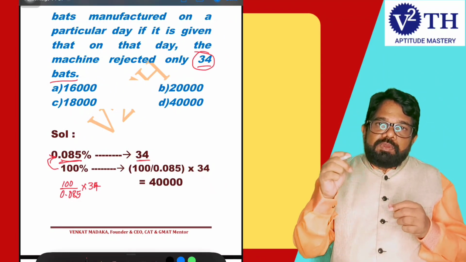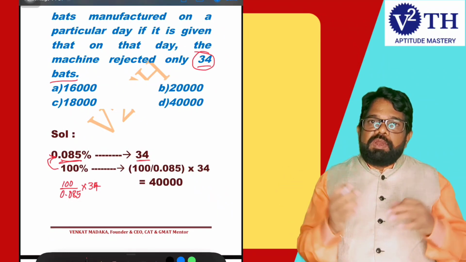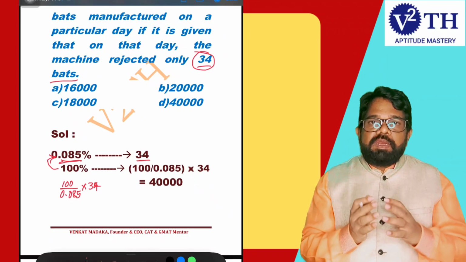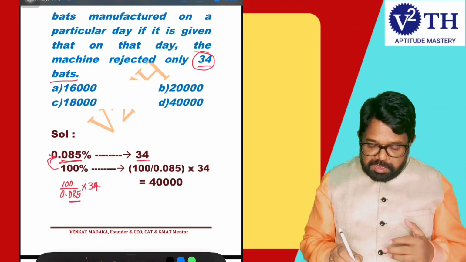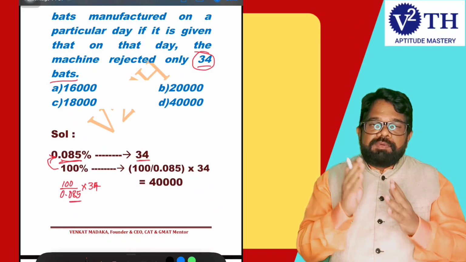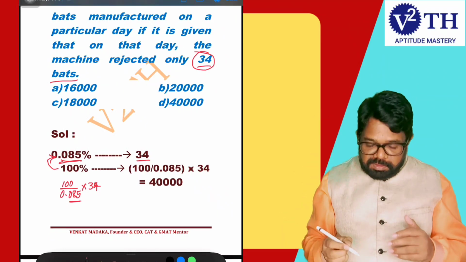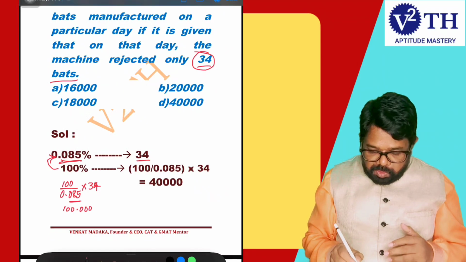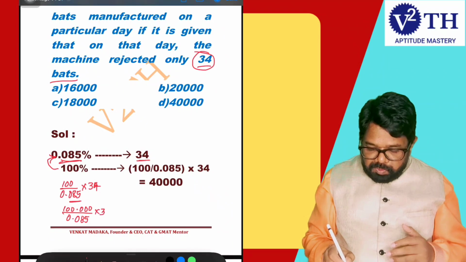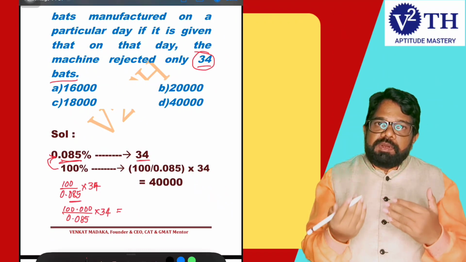So put a decimal and put the number of zeros after the decimal. After the decimal, if zeros are there, there is no value for that, but for our convenience, you take the number of zeros. So in the denominator, after the decimal 3 digits are there, 0.085. In the numerator also you have to make 3 digits after the decimal. So it can be written as 100.000 by 0.085 into 34. Now I observe in the numerator after the decimal 3 digits, in the denominator also after the decimal 3 digits.